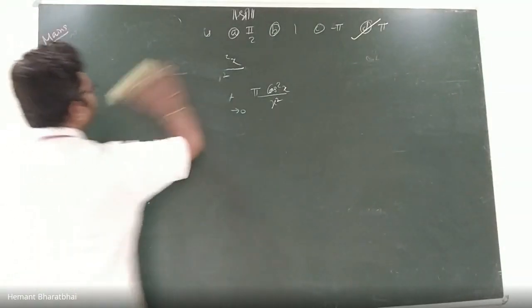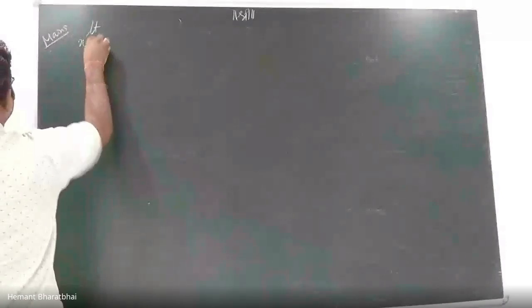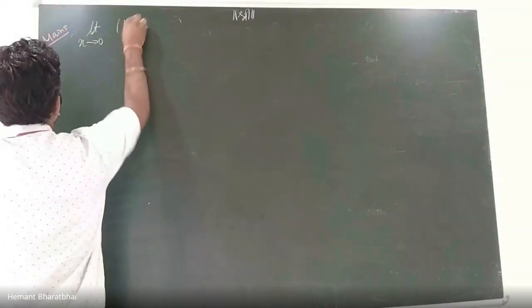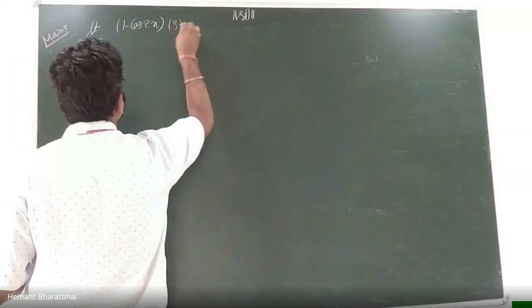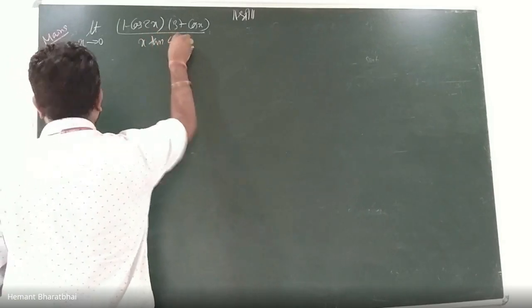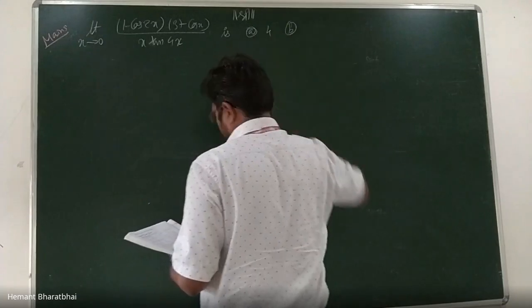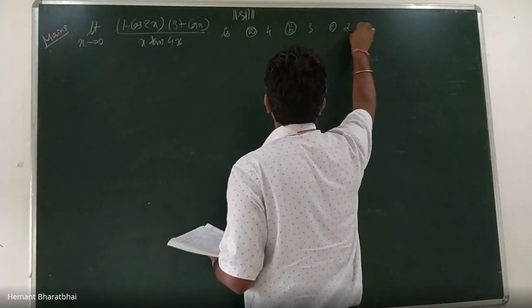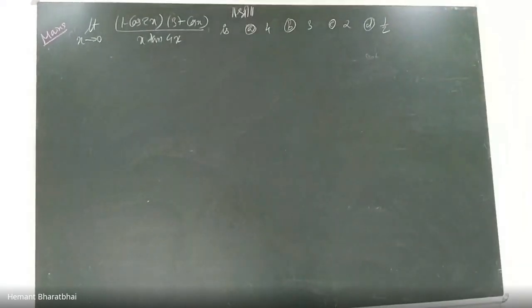Let's go to the next numerical. Limit of x tends to 0, (1 minus cos 2x) into (3 plus cos x) upon x into tan 4x is equal to: option A 4, option B 3, option C 2, option D 1 by 2. This has come in the year 2013.